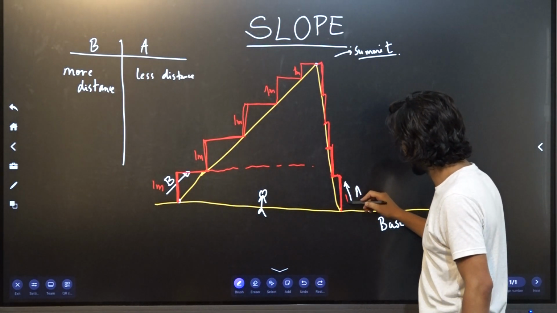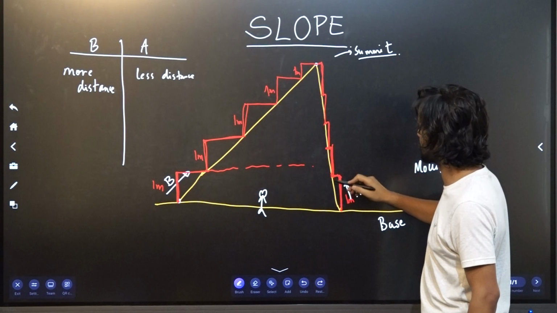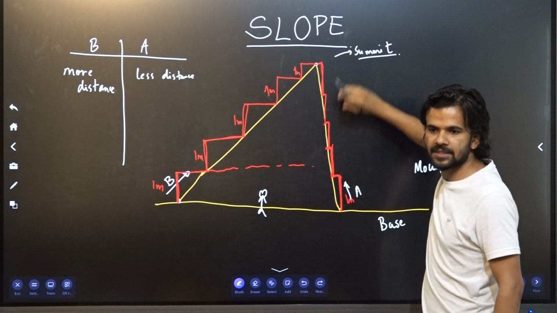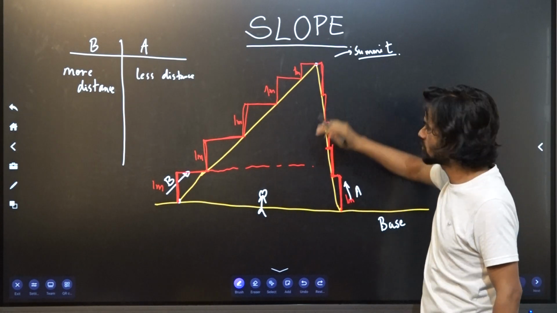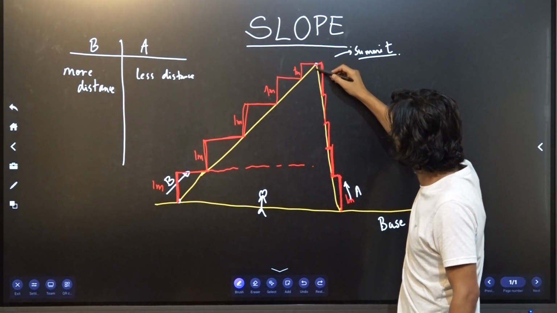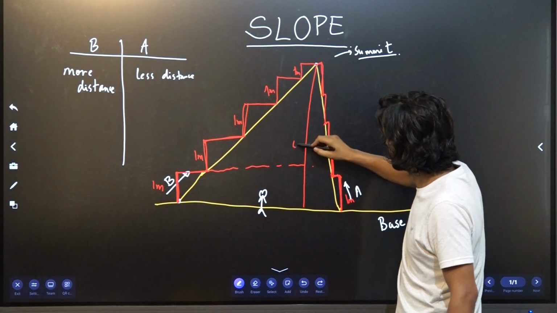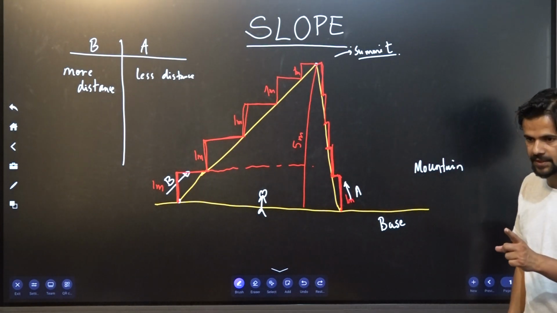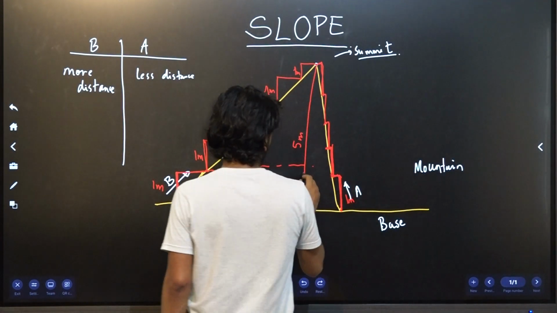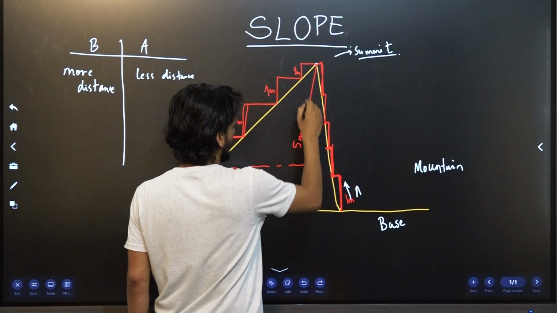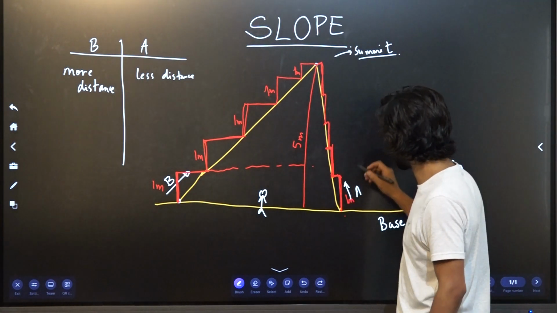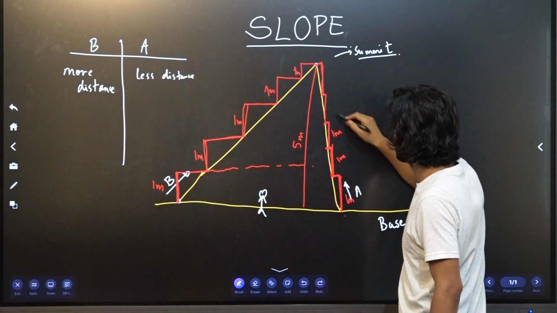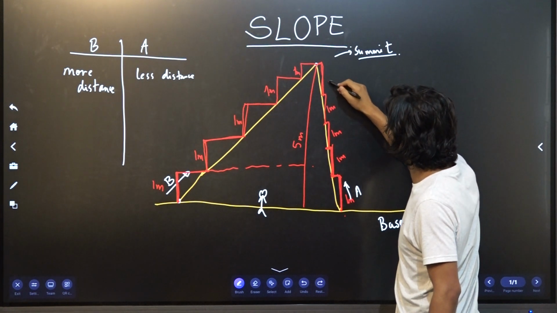The vertical distance is the same, because you have to cover the height of this mountain. How much? 5 meter, right? That's it. So, you cover 1 meter and then 1 meter and then 1 meter. Similarly, here also, you cover first 1 meter and then next step 1 meter, and so on.